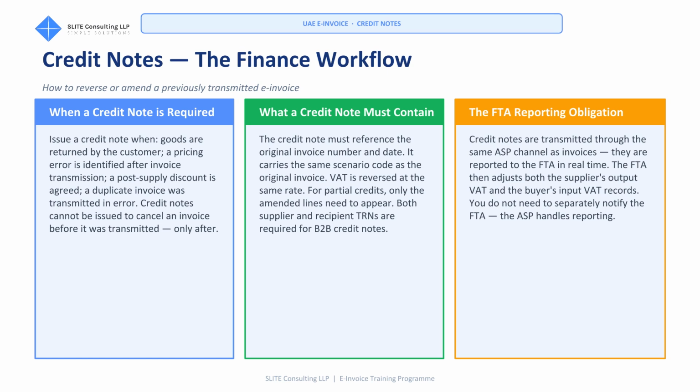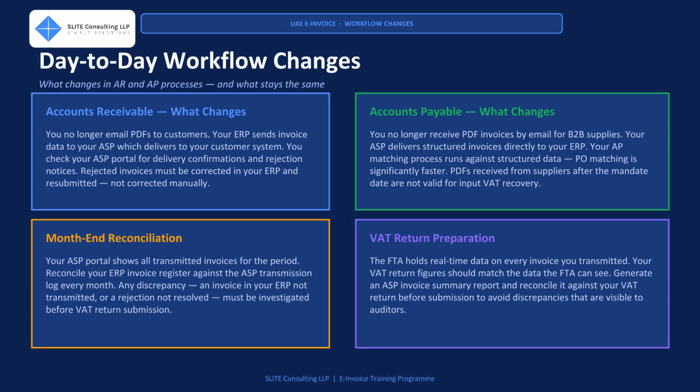Now, what changes day to day for your AR and AP teams? Concrete process changes. Accounts receivable: you stop emailing PDFs to customers. Your ERP hands the invoice to your ASP, which delivers to your customer system. You monitor the ASP portal daily for delivery confirmations and rejections. Rejected invoices are corrected in the ERP and resubmitted, never patched manually.